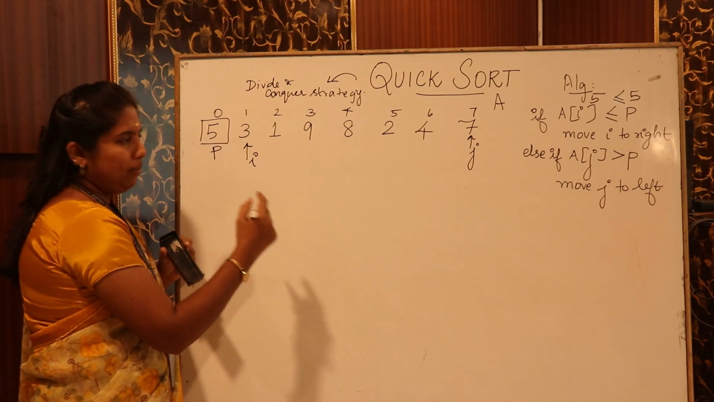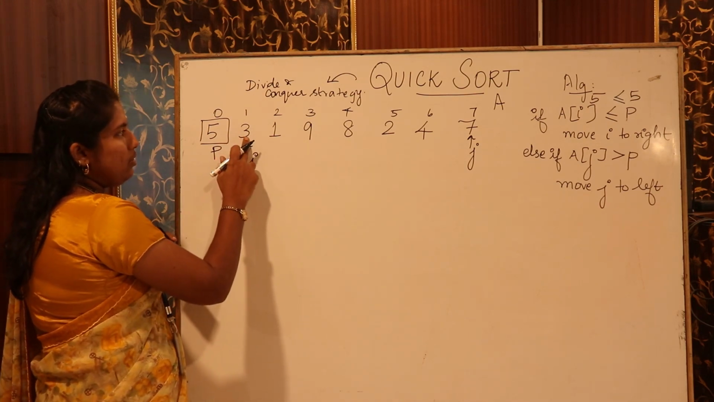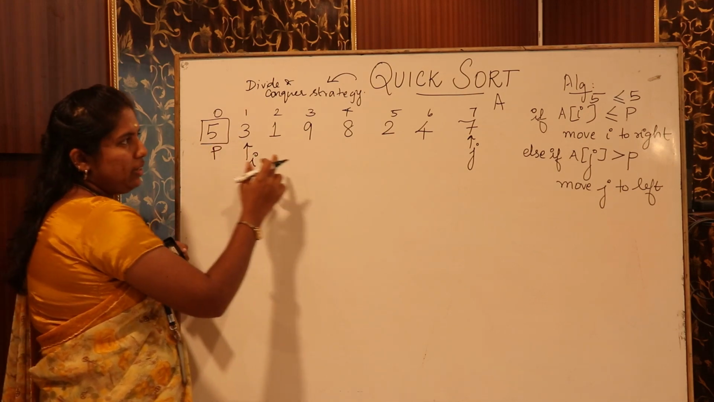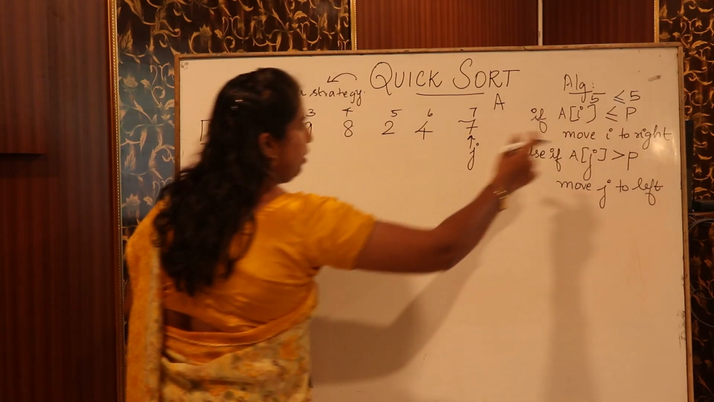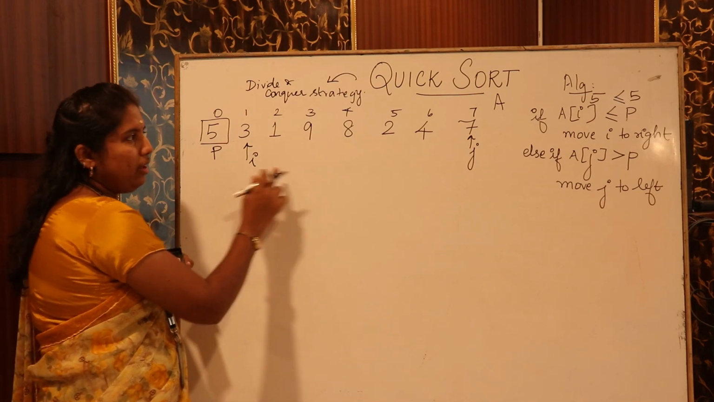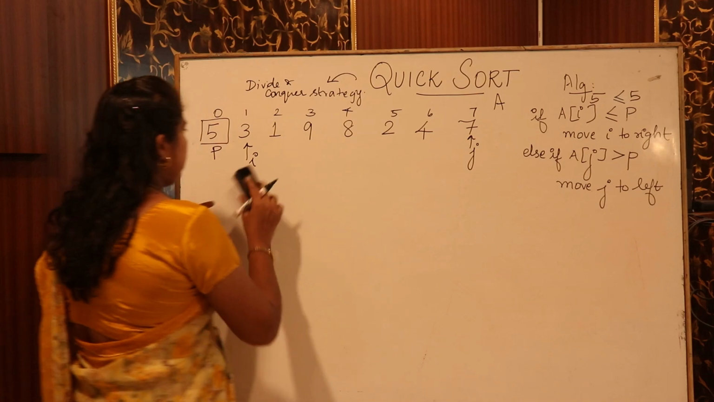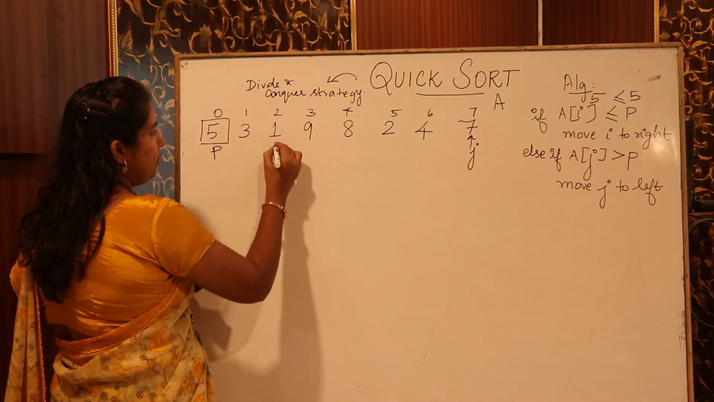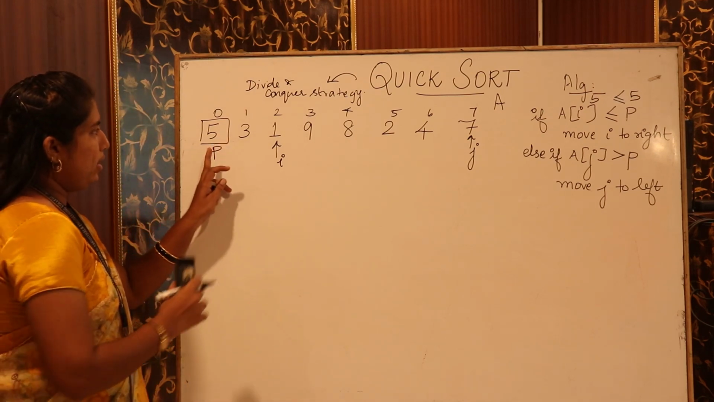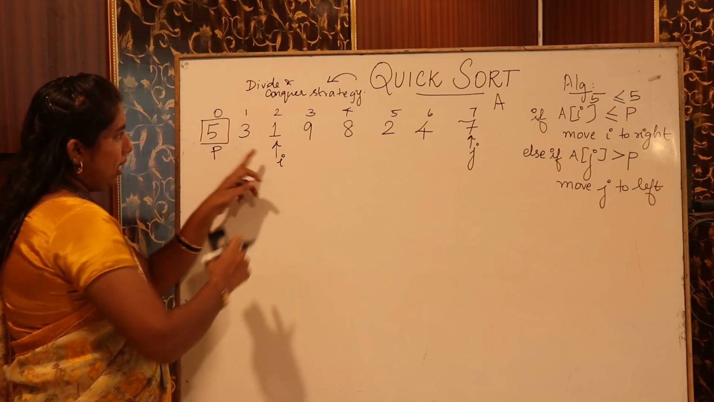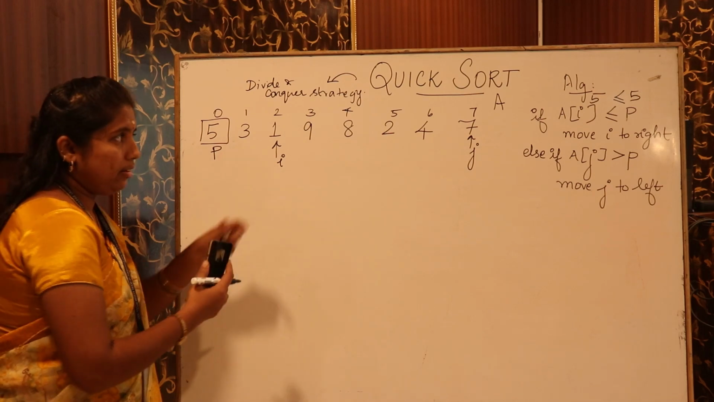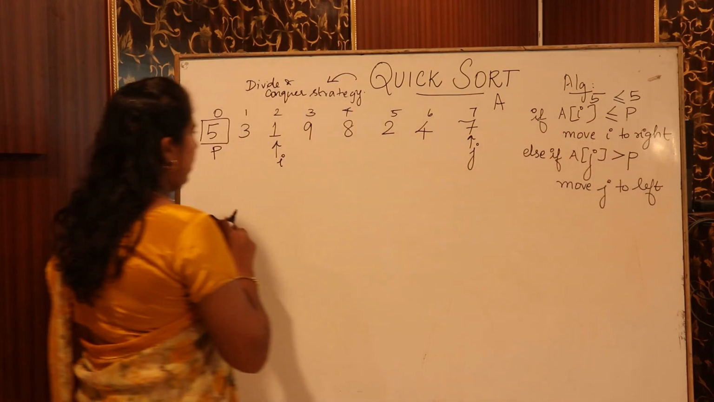So the next step, again I will be checking this A of I with this pivot element. So 3 is less than 5, which means A of I is less than or equal to pivot, which means it is correct. If it is correct, again I will be moving this I to the right. The next step, again I will be comparing this pivot element with this A of I. Again this A of I is less than pivot element, which means 1 is less than 5. It is correct. So we will be moving this I to the right again.